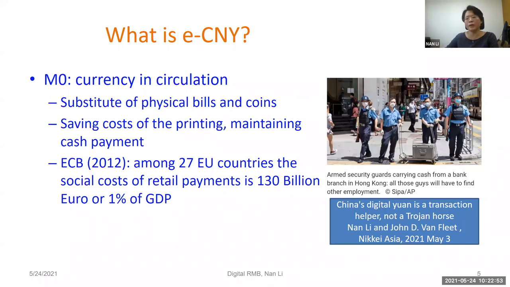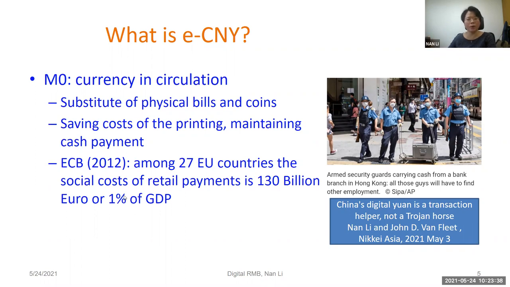So we can hardly see these security guards carrying a bunch of cash from the bank branch. This is a picture that I took from my journal article on the Nikkei Asia. And the major contribution or good thing about this digital RMB is that it can save us huge cost in terms of printing and maintaining the physical cash. We don't have to hire so many security guards. We don't have to maintain those expensive vaults for the banks to hold all of these physical bills and coins.